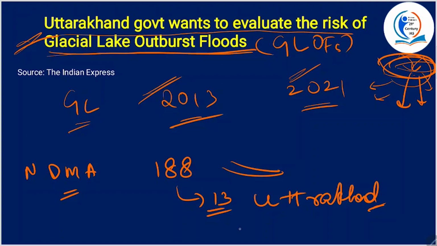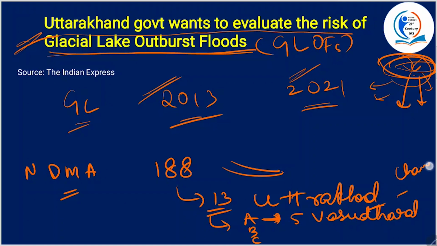So these 13 lakes are categorized into A, B, C risk levels. High risk is category A. Out of 13, 5 highly sensitive glacial lakes fall into this A category. What are those? Vasudhara Tal. Where is it? It is in the Dhauli Ganga basin in Chamoli district. Of these 5, one is Vasudhara, and the other 4 lakes are in Pithoragarh district.